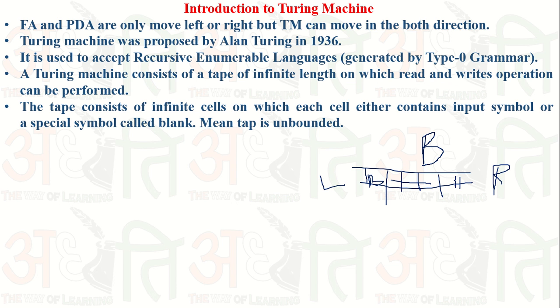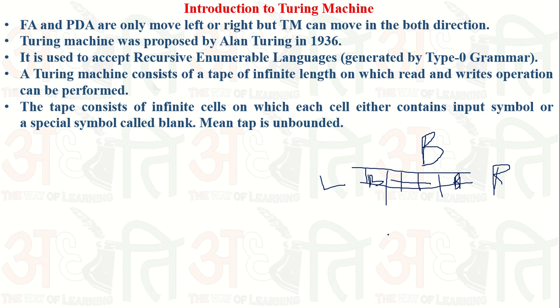Not a single B, we can add multiple B's, which simply represents blank over, or we can say the tape doesn't contain an input string beyond this B. The B toward the left side represents the blank over the left side, and the B on the right side represents the blank over the right side. So it contains a special symbol which is simply known as B. So each cell either contains the input symbol or a special symbol called the blank symbol. The tape is unbounded, unlimited, we can say infinite.